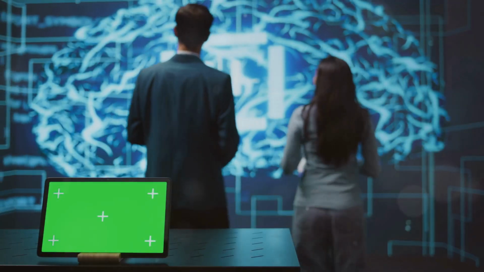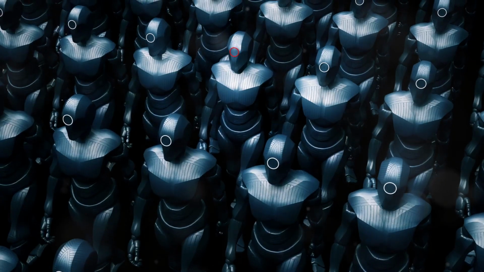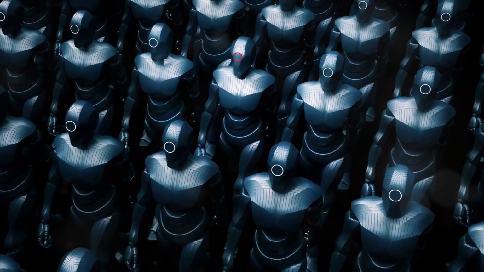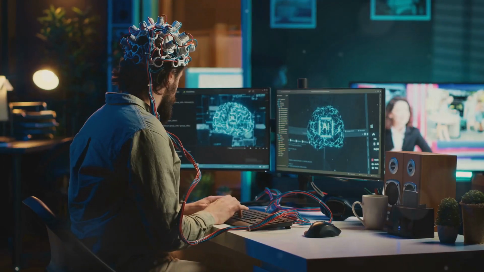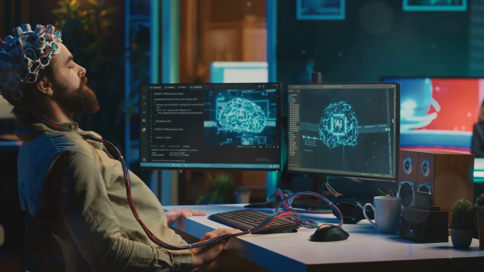Despite its potential, AI is often surrounded by misconceptions and fears. One common misconception is that AI will take over the world and enslave humanity. This fear is fueled by science fiction movies and books. However, it's important to remember that AI is a tool created and controlled by humans.